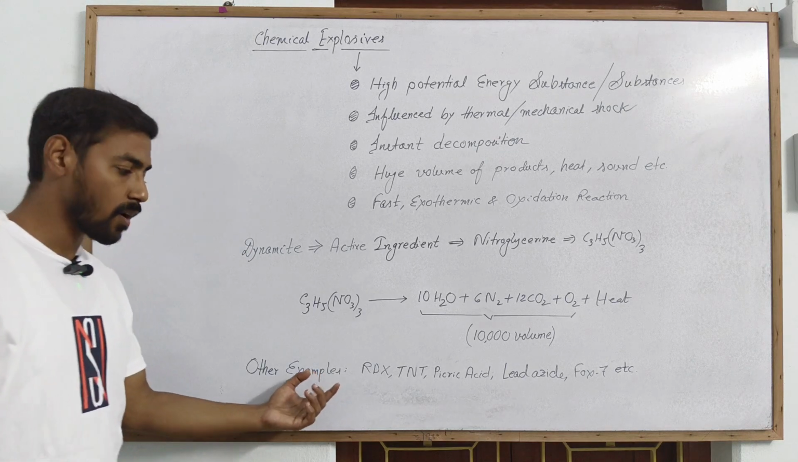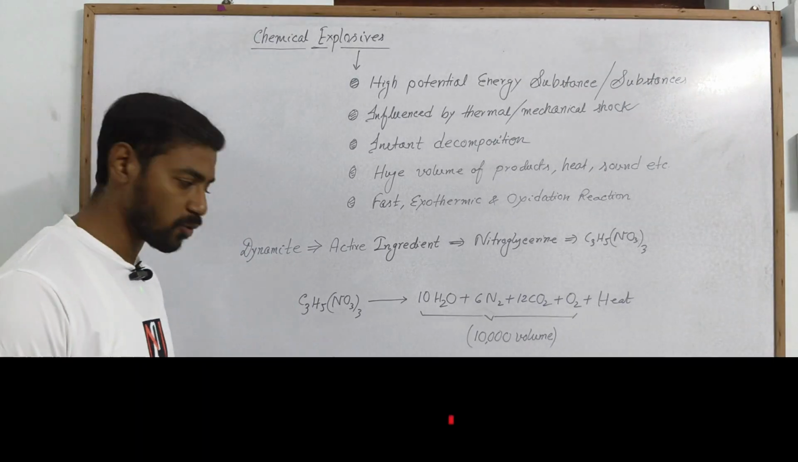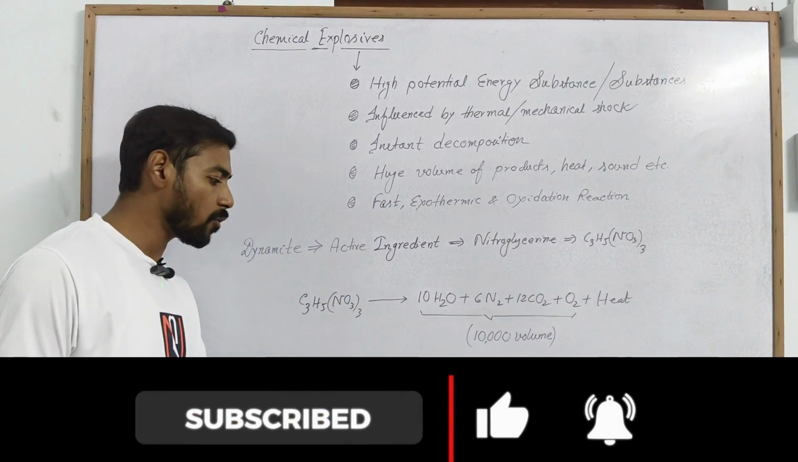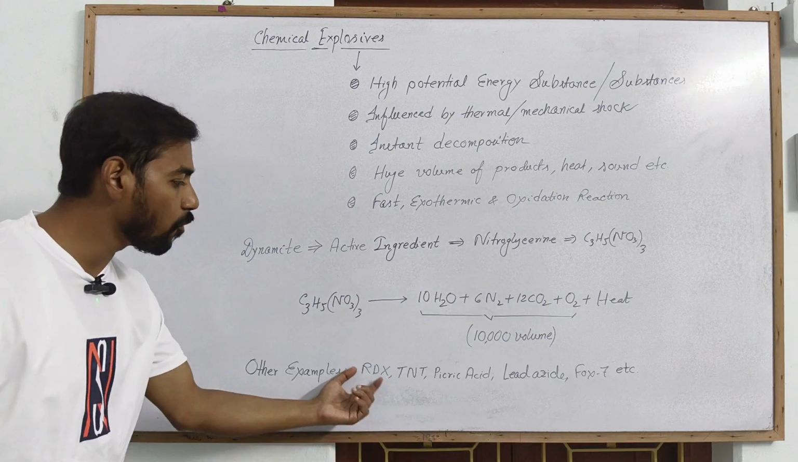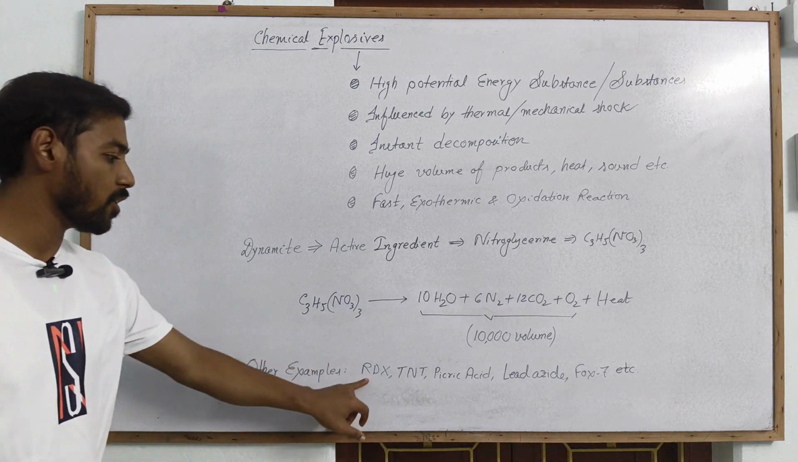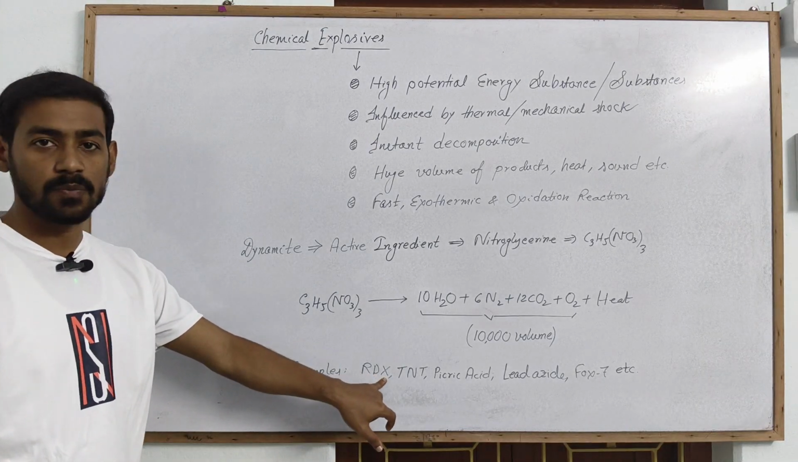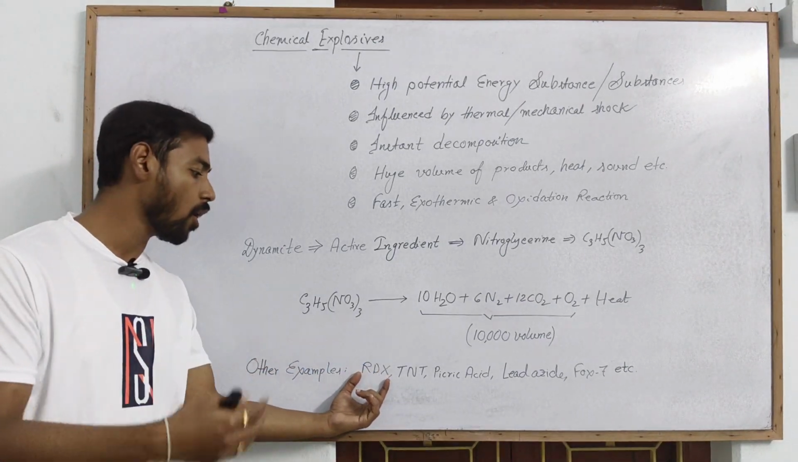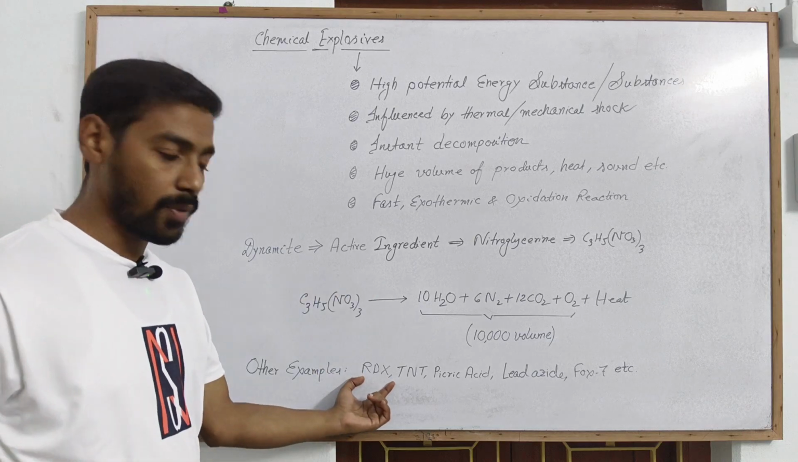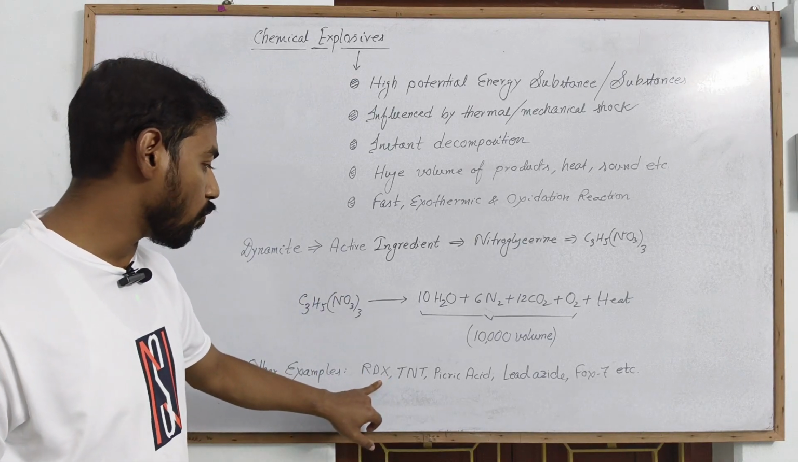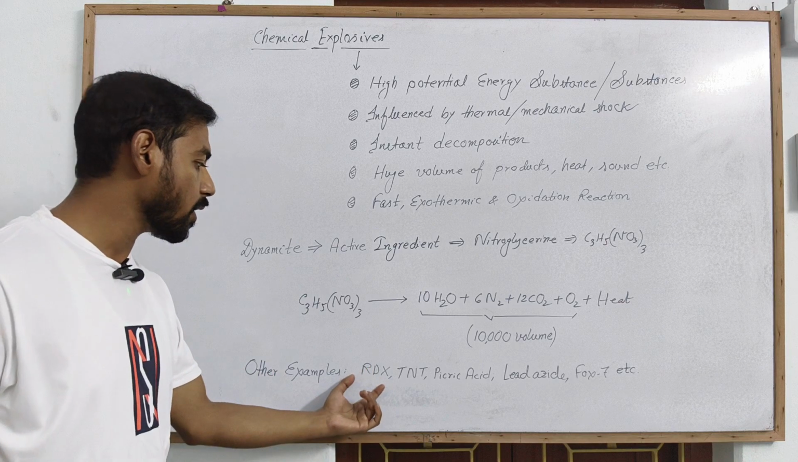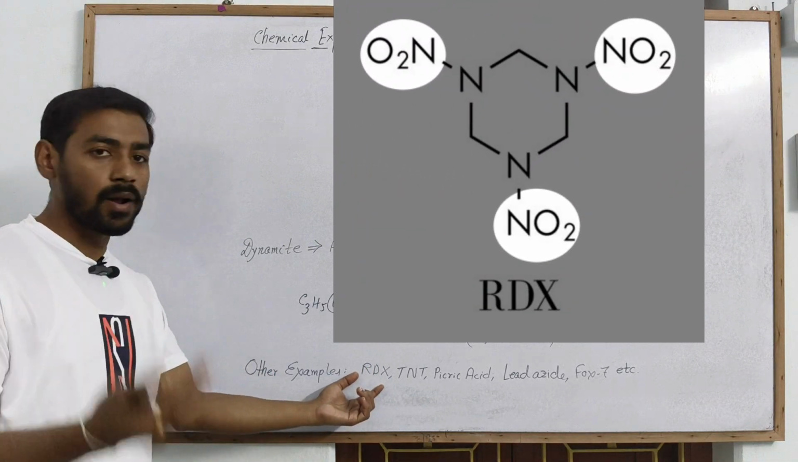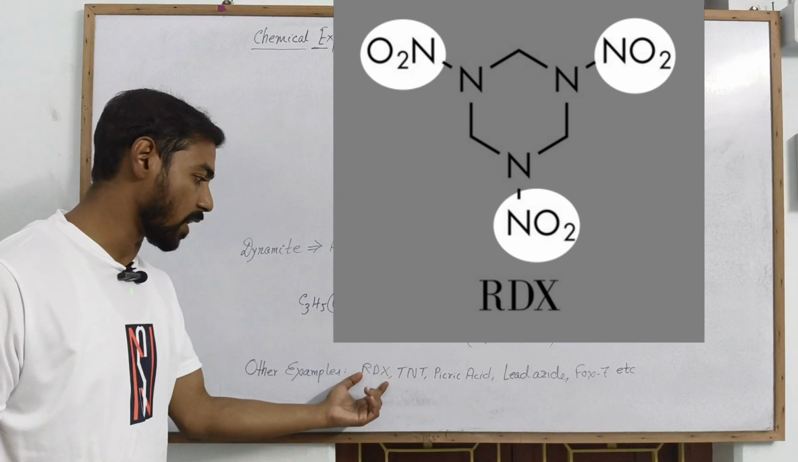Here are some other important examples of chemical explosives. First one is RDX. Most of us are familiar with this term, but what is the full form of RDX? RDX means research development explosive. This is one kind of explosive which is widely used for research and development purposes, right? So what is the structure of RDX? RDX is 1,3,5-trinitro-perhydro-1,3,5-triazine.